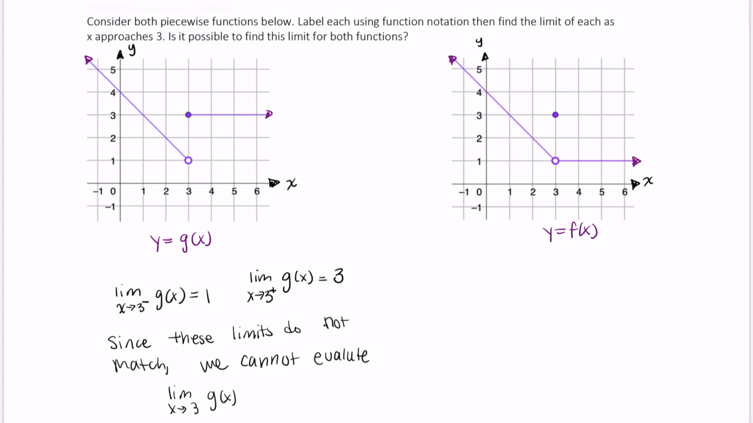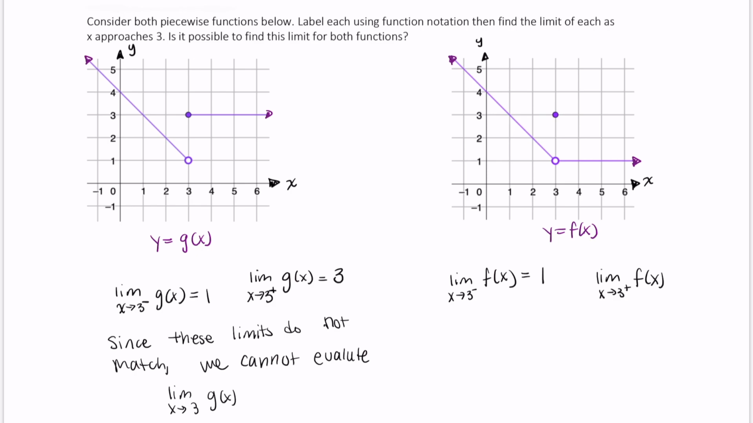Let's look at this other graph here. So I'm interested in the limit as x approaches 3 from the left of f of x, and the limit as x approaches 3 from the right of f of x. Now, as we travel along the x-axis this way, you're this little person walking along here. You look up to see the outputs. The outputs are getting closer and closer to 1 as you approach from the negative side.